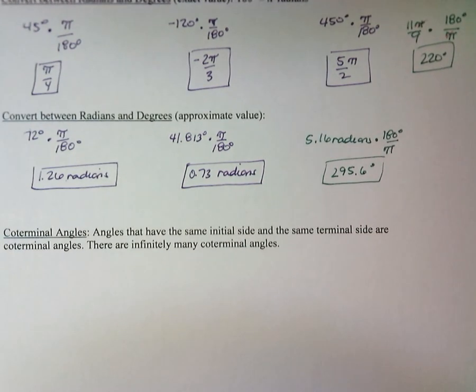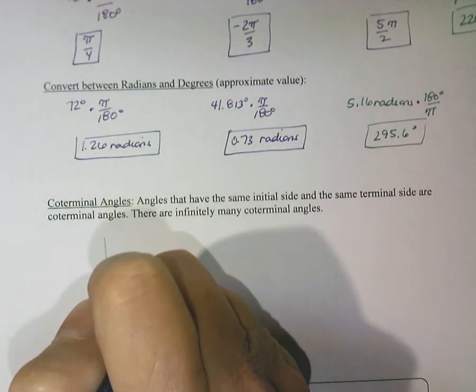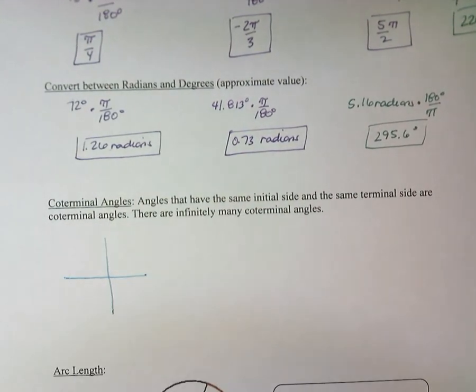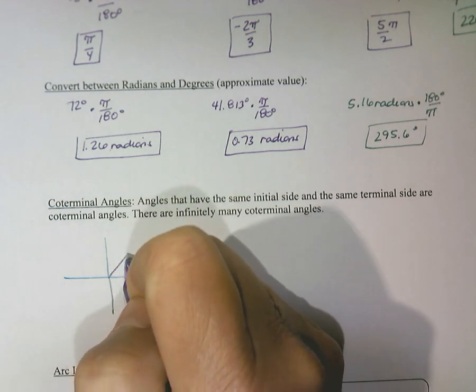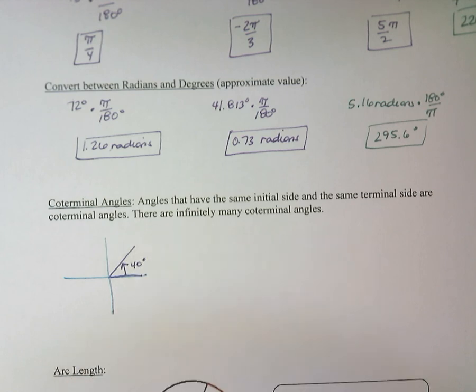So we're also going to use the term coterminal angles. Coterminal angles are angles that start at the same place and end at the same place. So let's draw an angle. Let's start out with a 40-degree angle. So 40 degrees looks like that. I can come up with a coterminal angle.